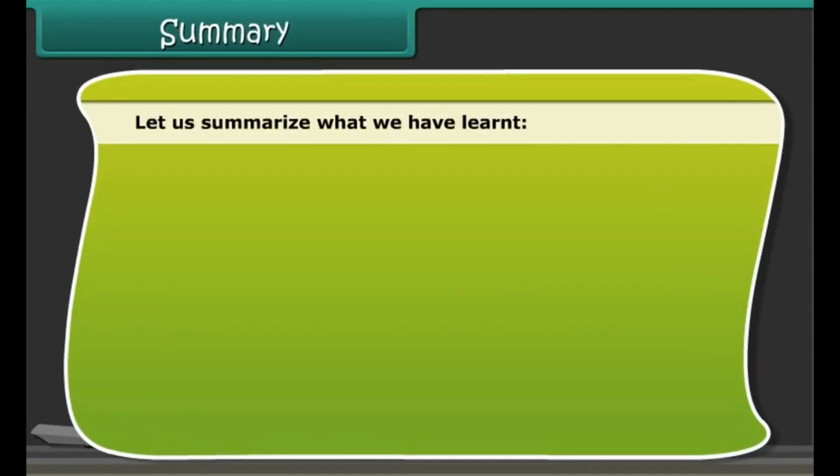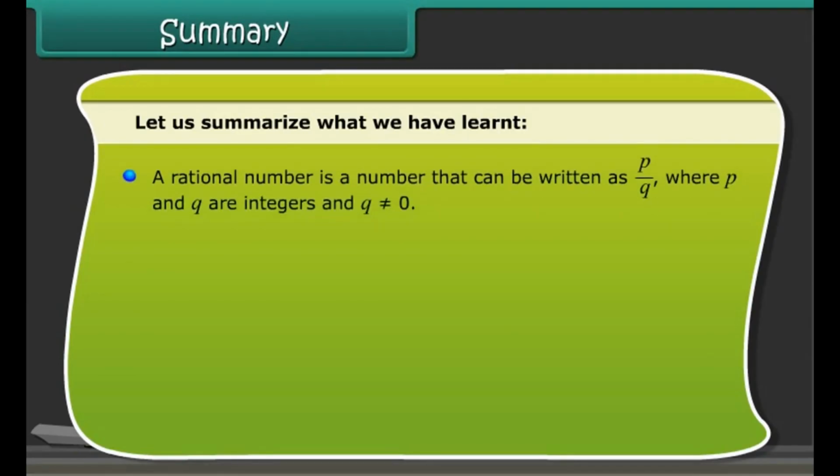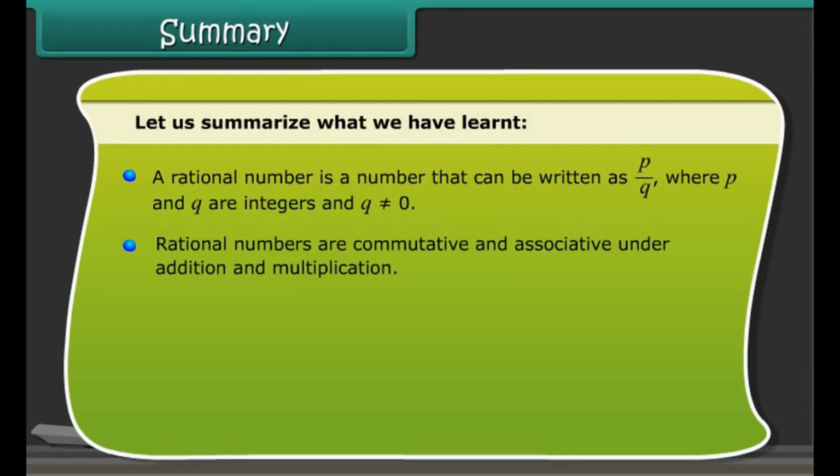Let us summarize what we have learned. A rational number is a number that can be written as p/q, where p and q are integers and q is not equal to 0. Rational numbers are commutative and associative under addition and multiplication. 0 is the additive identity for rational numbers.